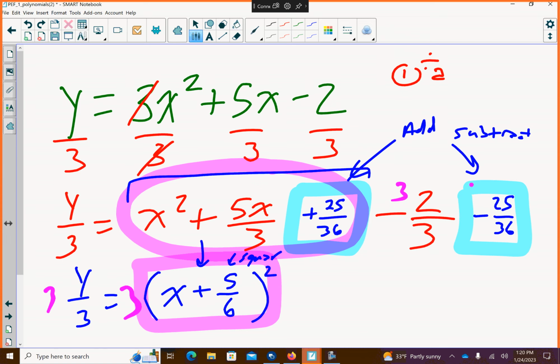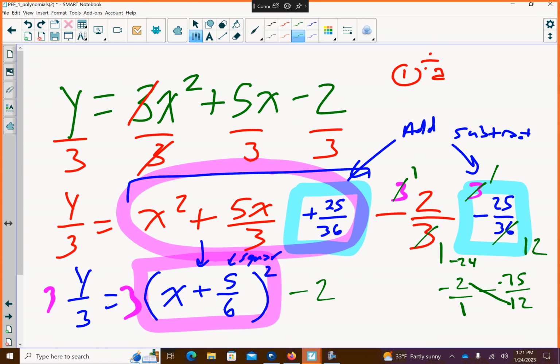Multiply this by 3 and this by 3. And watch what happens. This 3 cancels this 3. So I get negative 2. This 3 goes into this 36 12 times. Okay? And it's just basically arithmetic that I'm doing, but I'm going to go negative 2 over 1 minus 25 over 12. Okay? And if you do the math, multiply here. So I'm going to get negative 24, multiply here, minus 75 over 12, because you multiply the bottom.